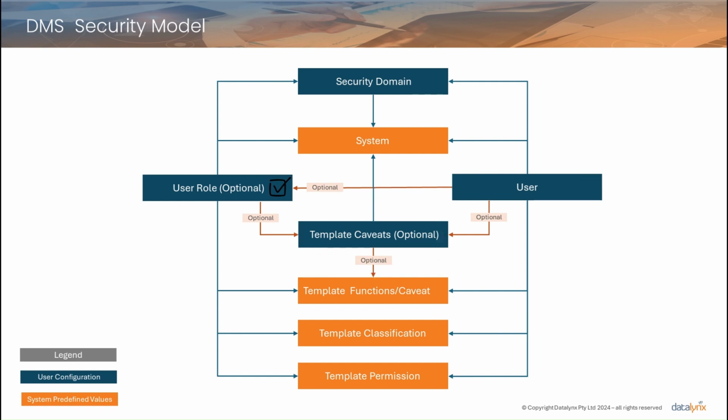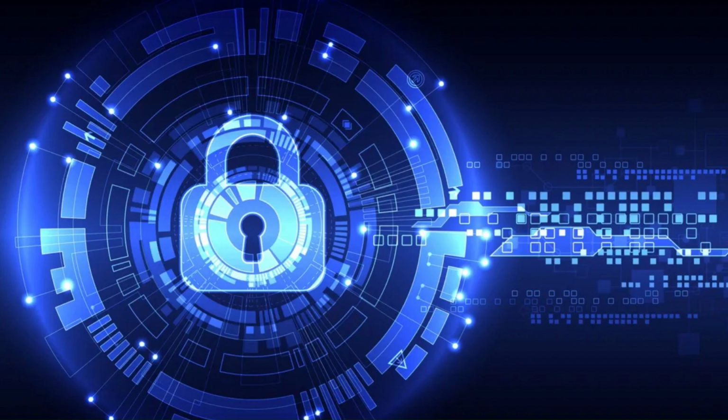When considering user roles, a role can be created with the required template functions, caveat, classification, and permission. This role can then be assigned to one or multiple users. However, a user can be created with or without a role. If a user is created without a role, you would need to assign template functions, caveat, classification, and permission individually. The security system is completely configurable.